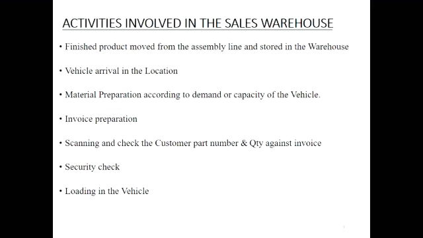The following were the activities taking place in the warehouse: finished products moved from assembly line to the storage in the warehouse, vehicles arriving in the location, material preparation according to demand and the capacity of the vehicle, invoice preparation, scanning and checking the customer part number and quantity against invoice, security check which was done manually, and finally loading into the vehicle which were arriving at the bay in the dock.